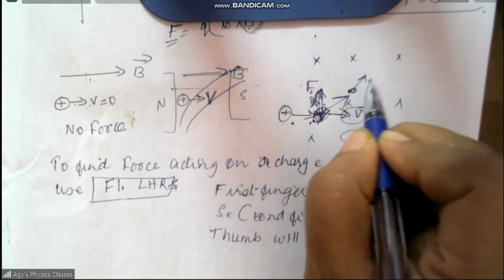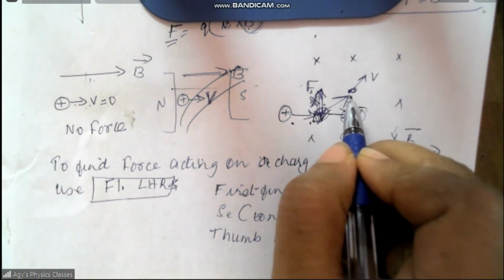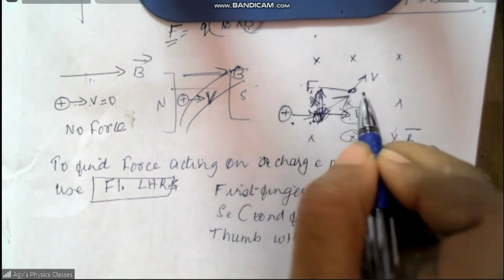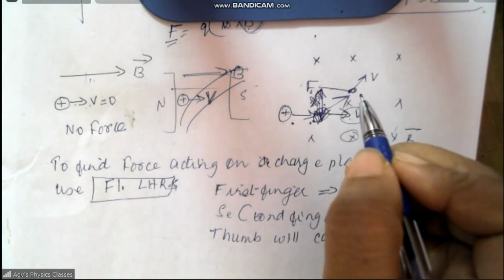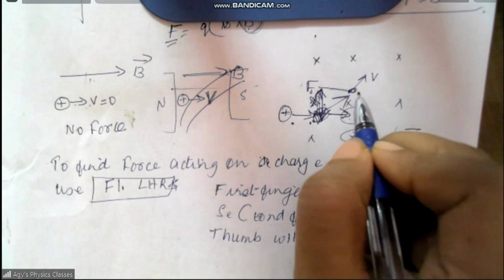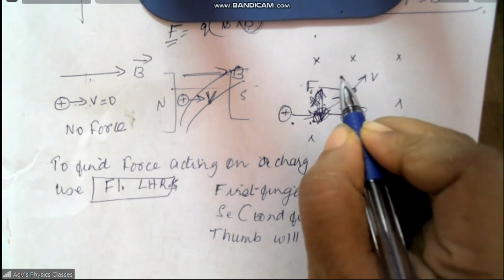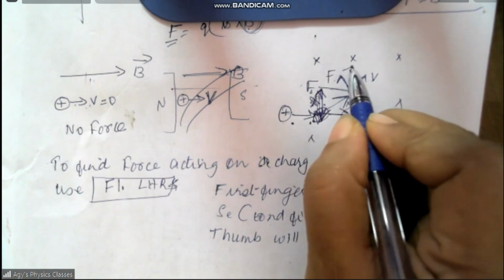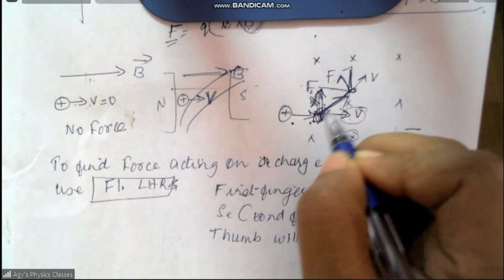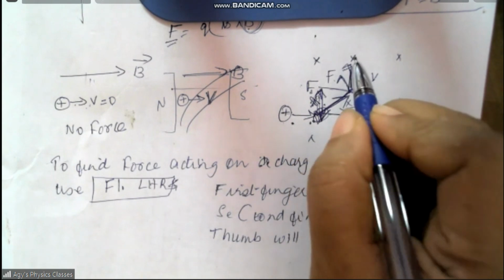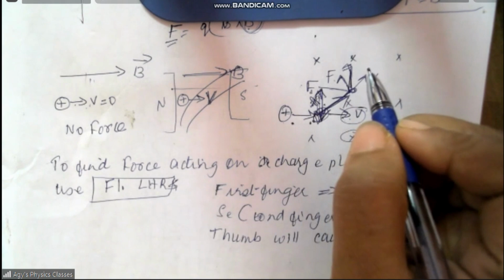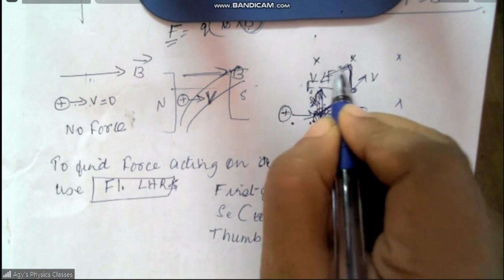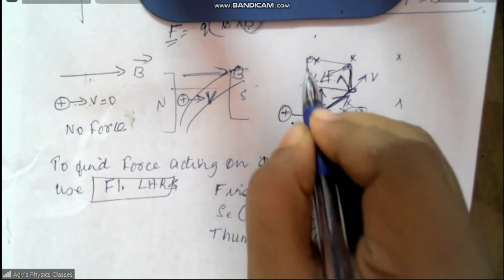Here also its velocity is this way, but there is a force acting to the center, and that force is perpendicular to the velocity. Therefore, it goes in a path like this. Earlier it was like this, then it goes like this. Here the velocity is this way. Then when it comes over here again, the velocity is this way.